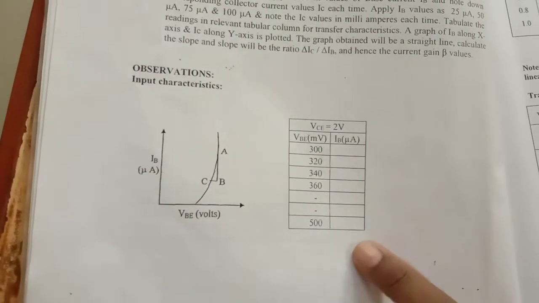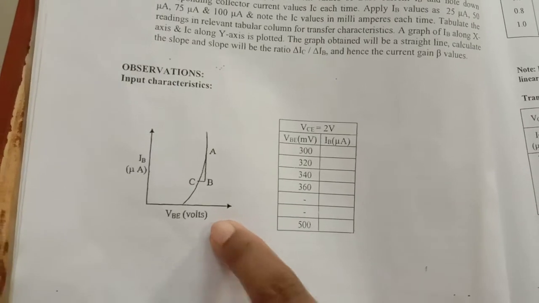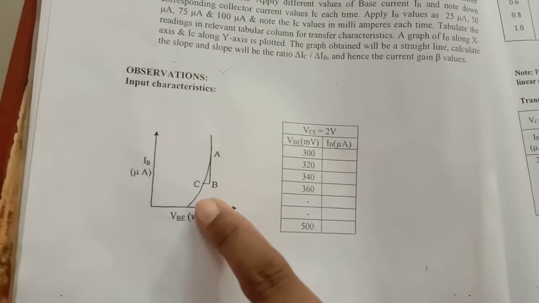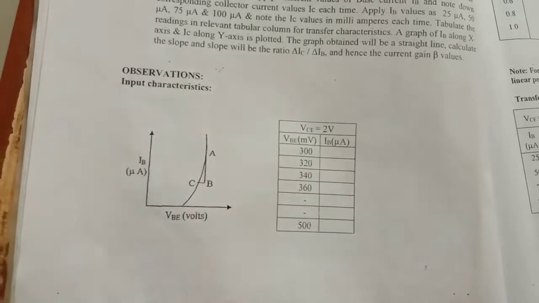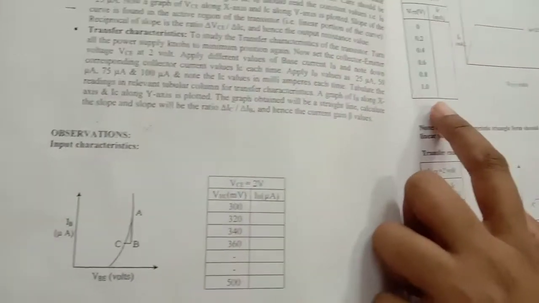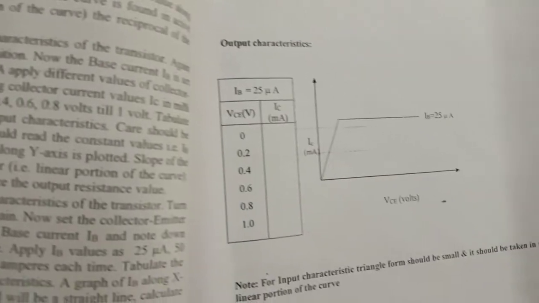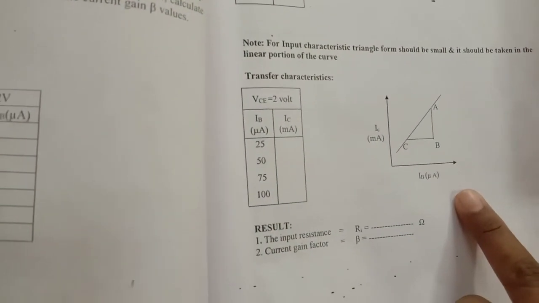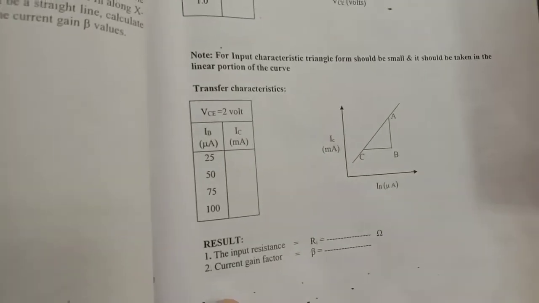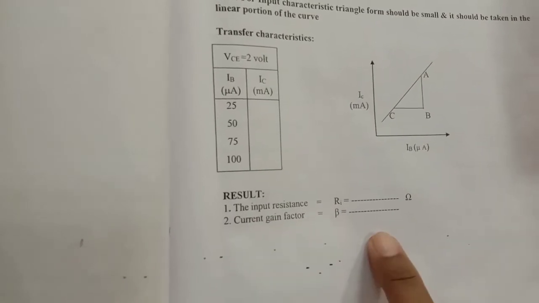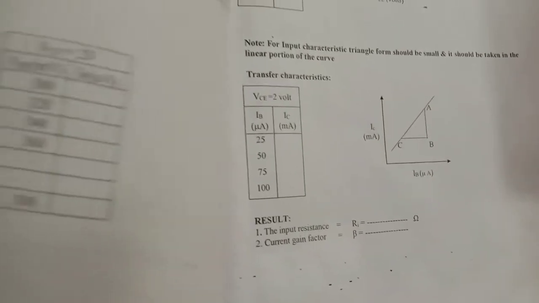Once the data has been filled in, you need to plot the graph of current versus the voltage. Then once you plot it, you have to take the slope, and the reciprocal of the slope would be your value of input resistance. Similarly, by definition we have framed the output characteristic as well as the transfer characteristics tabular columns, and we have given the specimen graphs. By doing so, finally you can report your result in the result section, the input resistance and the current gain factor.